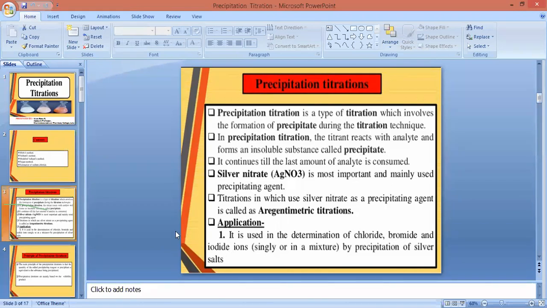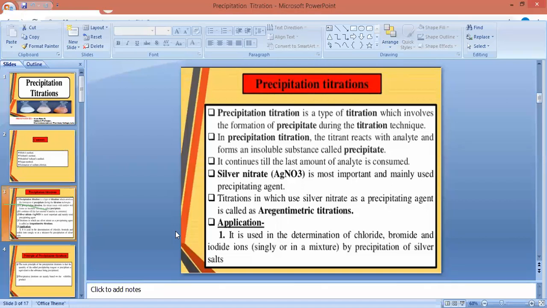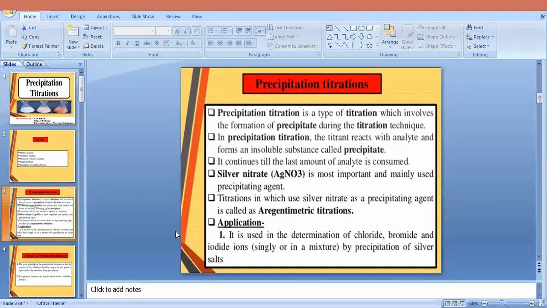When we add 1 ml of standard solution of either silver nitrate or ammonium thiocyanate, there is formation of precipitate between the halide entity and the standard solution of silver nitrate, and an insoluble precipitate forms. So a moment will come when no more halide entity will be present in the conical flask to react with the precipitating agent. That point is known as the end point of titration.